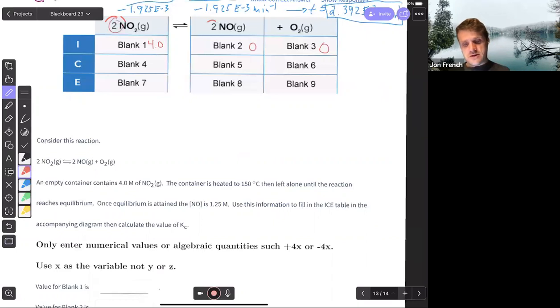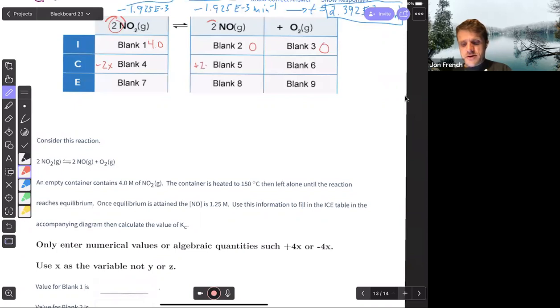We can look at the coefficient and say, okay, this is going to be minus 2X because that's reacting. The concentrations are always going down. And Jillian, yes, unless they tell you there's a concentration of the product at the start of the reaction, we're always going to assume it's 0.